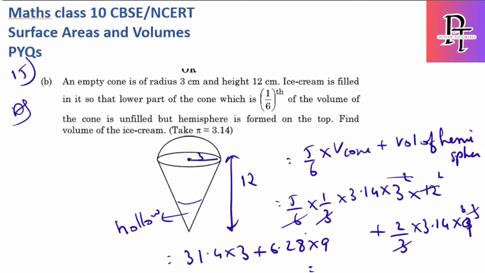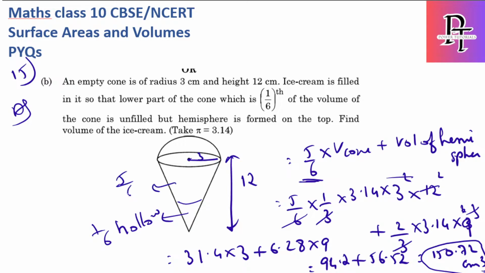Make sure to do it properly again, but as the time is getting almost 1 hour, I'm just using the calculator and solving here. 31.4 into 3 is 94.2. 6.28 into 9 is 56.52. If I add these two, 94.2 plus 56.52, it becomes 150.72 is the final one, centimeter cube. Okay, this is the volume of the ice cream. So why I wrote 5 by 6 is important, because 1 by 6 is hollow. So remaining 5 by 6 is the volume of ice cream.